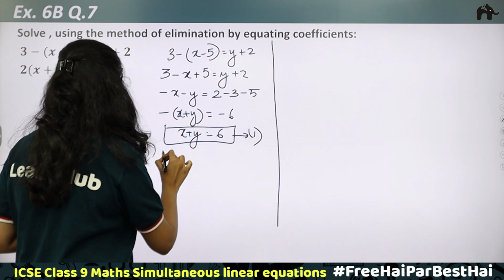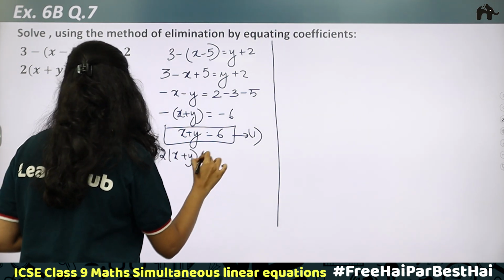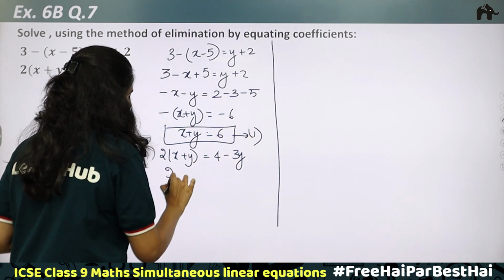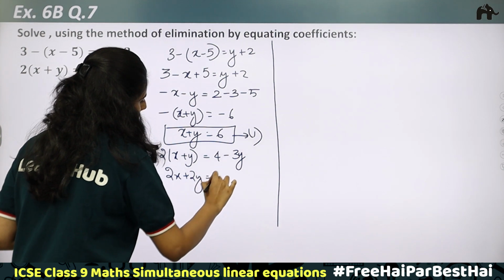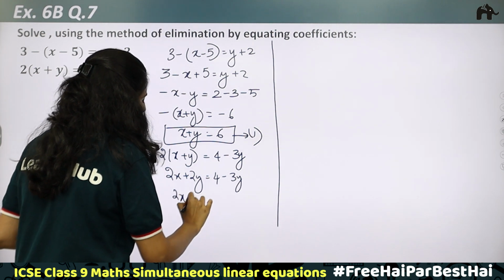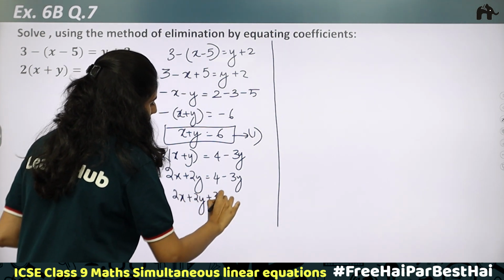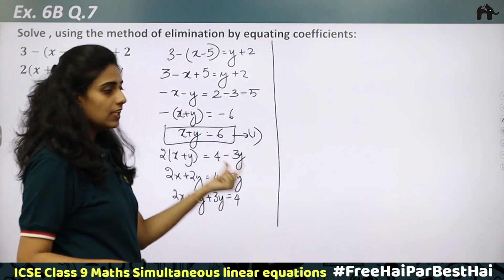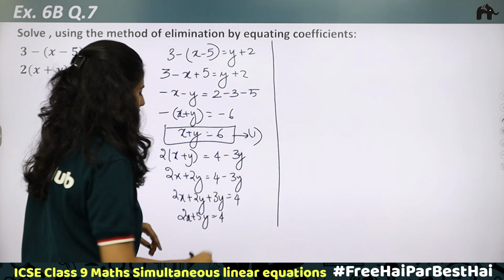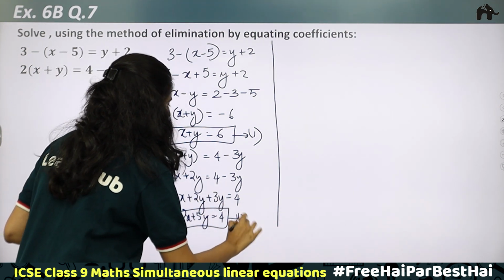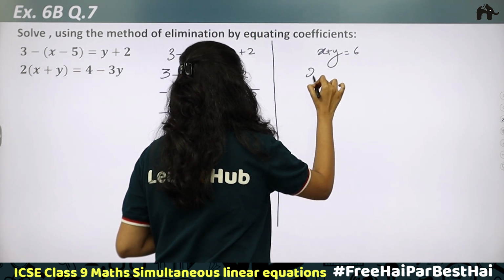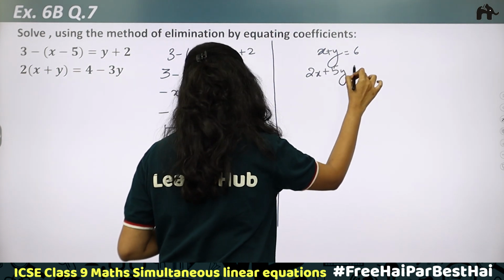Now, the second equation: 2 into x plus y is equal to 4 minus 3y. Again removing the brackets and multiplying. 2x plus 2y is equal to 4 minus 3y, or 2x plus 2y plus 3y is equal to 4. Minus 3y taken to the left hand side. 2x plus 5y is equal to 4. So, this is your second equation. First equation we have x plus y is equal to 6. Second equation is 2x plus 5y is equal to 4.